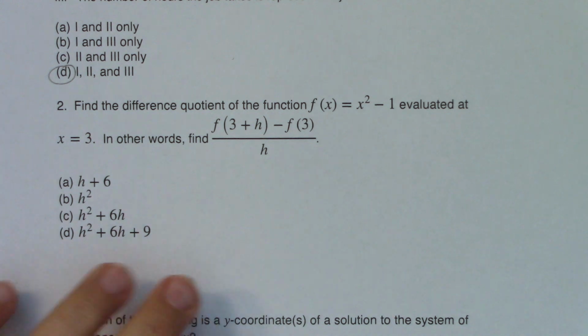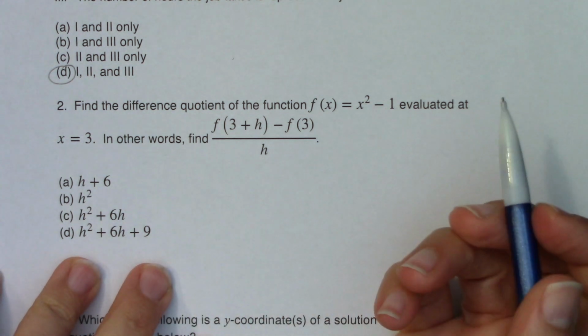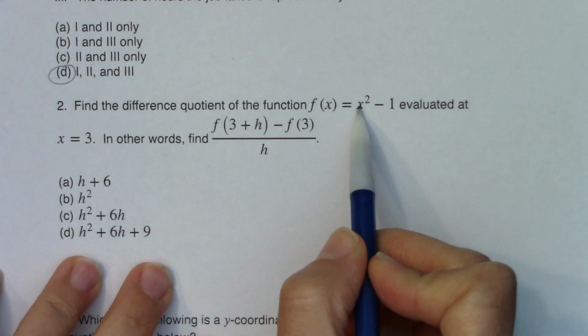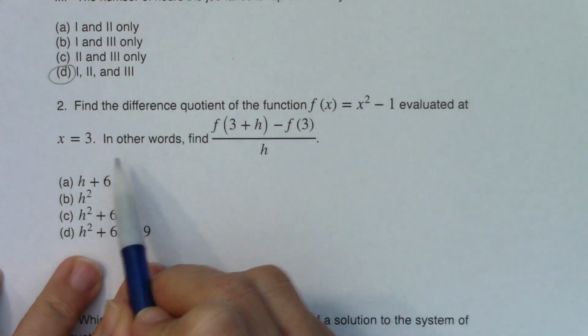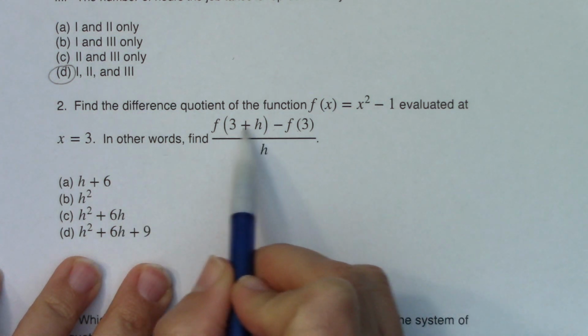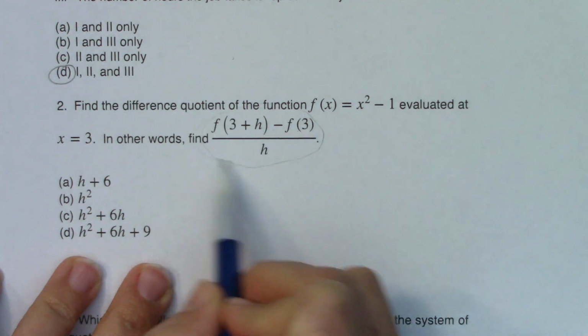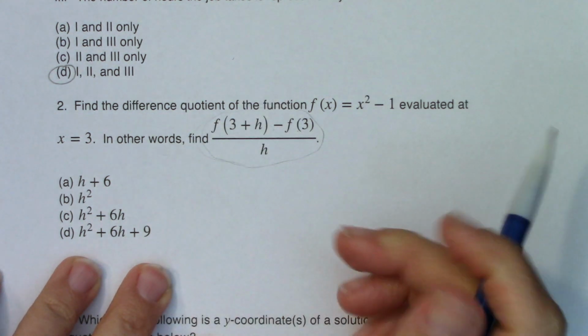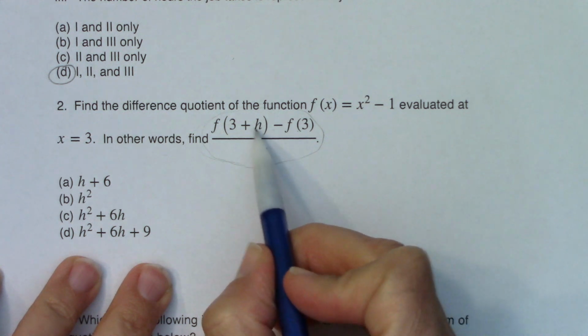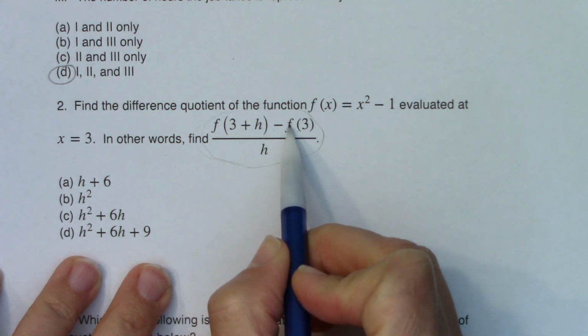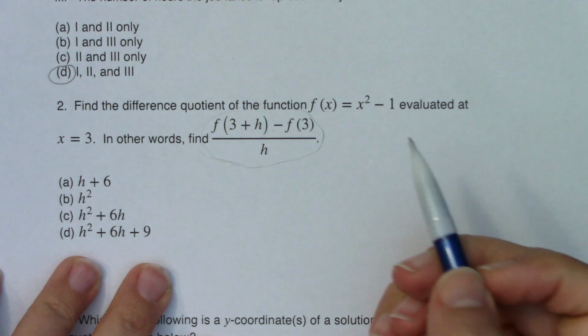Folks, let's take a look at multiple choice question number 2. So I need to find a difference quotient. Here's my function, and they want me to figure out this difference quotient around x equaling 3. But this here, that's the key piece. That's the difference quotient I want. And I say difference quotient in that I'm subtracting, so that's a difference. Quotient in that I have a fraction.